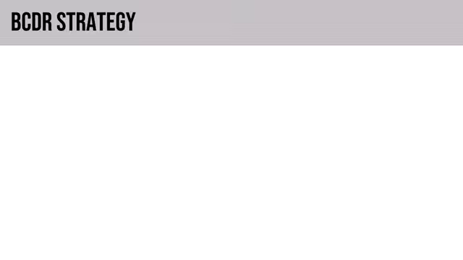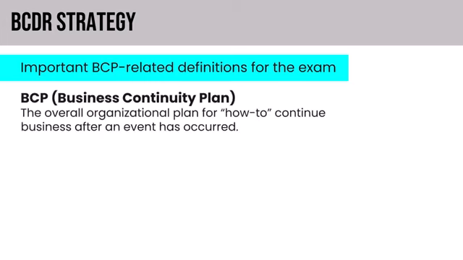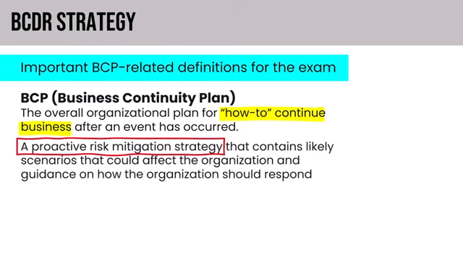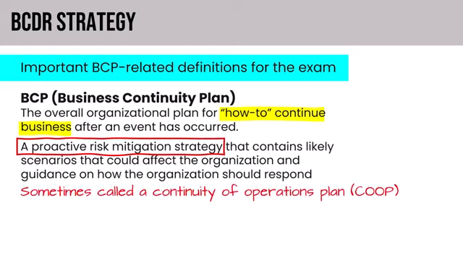So let's shift and talk about business continuity and disaster recovery strategy. I wanted to provide just a couple of definitions here that may come in handy on exam day. So the business continuity plan is the overall organizational plan for how to continue business after an event has occurred. It's a proactive risk mitigation strategy that contains likely scenarios that could affect the organization and guidance on how the organization should respond. In other words, the business continuity plan is going to focus on the most likely scenarios. This plan is sometimes called a continuity of operations plan.